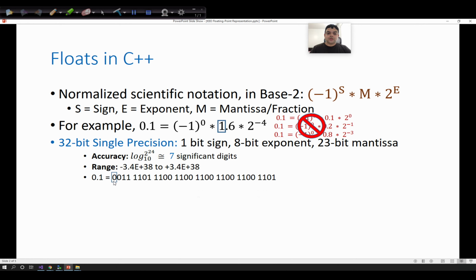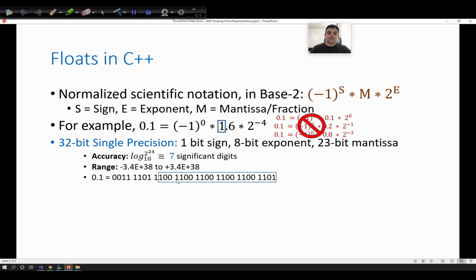Now the first bit here is the sign bit, so the sign is 0. The next 8 bits encode the exponent. The 8 bits will store the offset of the exponent to 127. Here the offset of the exponent to 127 is 123. So 123 minus 127 is equal to minus 4. And therefore 123 is represented in binary in the next 8 bits.